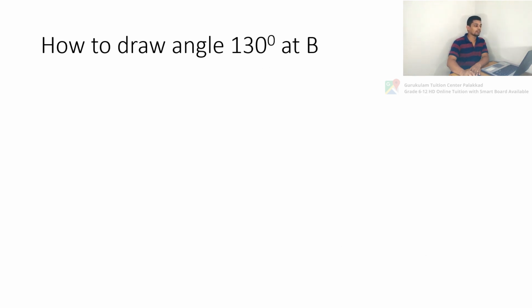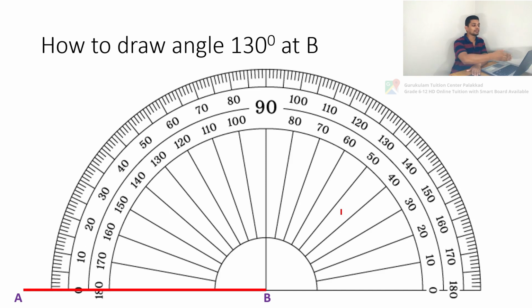Clear? Now let's check how to draw an angle of 130 degrees at B. The first thing we have to do is draw a line here. Now we rename that line as AB. Now we are going to draw 130 degrees at B, right? So we have to place the protractor's origin at B here. So we are placing the protractor's origin at B.